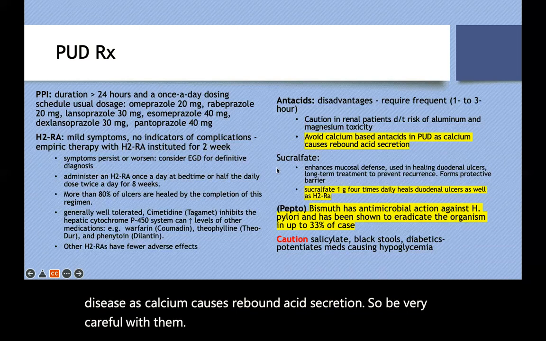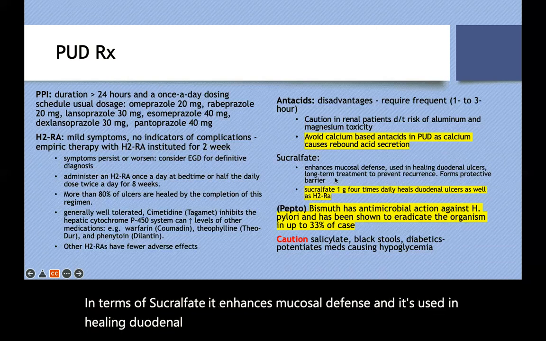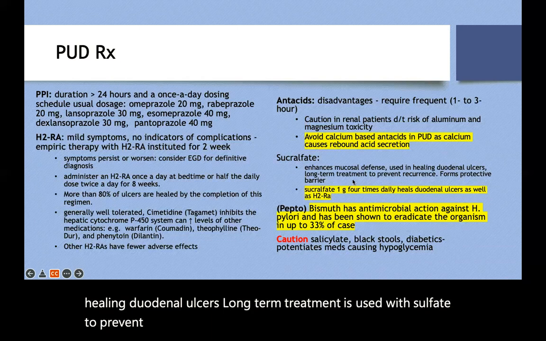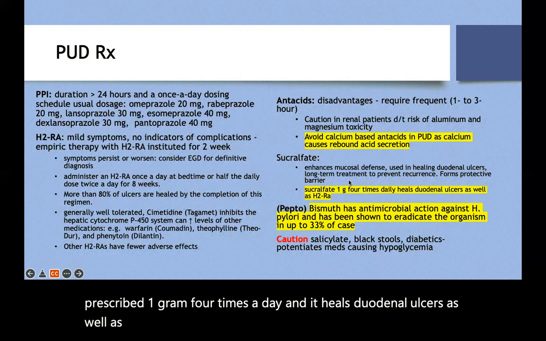In terms of sucralfate, it enhances mucosal defense, and it's used in healing duodenal ulcers. Long-term treatment is used with sucralfate to prevent recurrence, and it forms like a protective barrier. So that is prescribed 1 gram 4 times a day, and it heals duodenal ulcers as well as the H2RA.